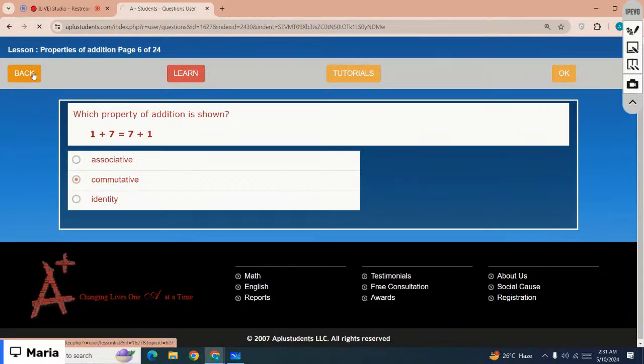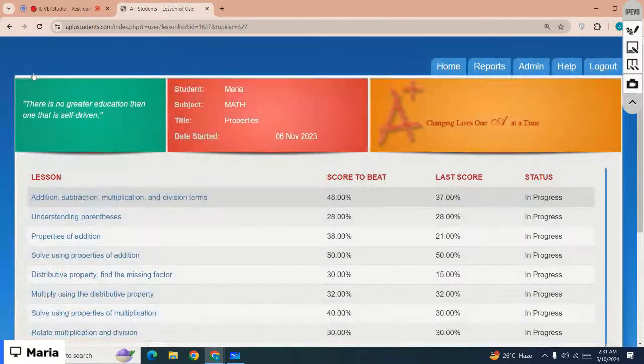Okay, you can complete the lesson by yourself later today. Let's just move on to the next lesson. The next lesson is solve using properties of addition. Let's just start with the next lesson.